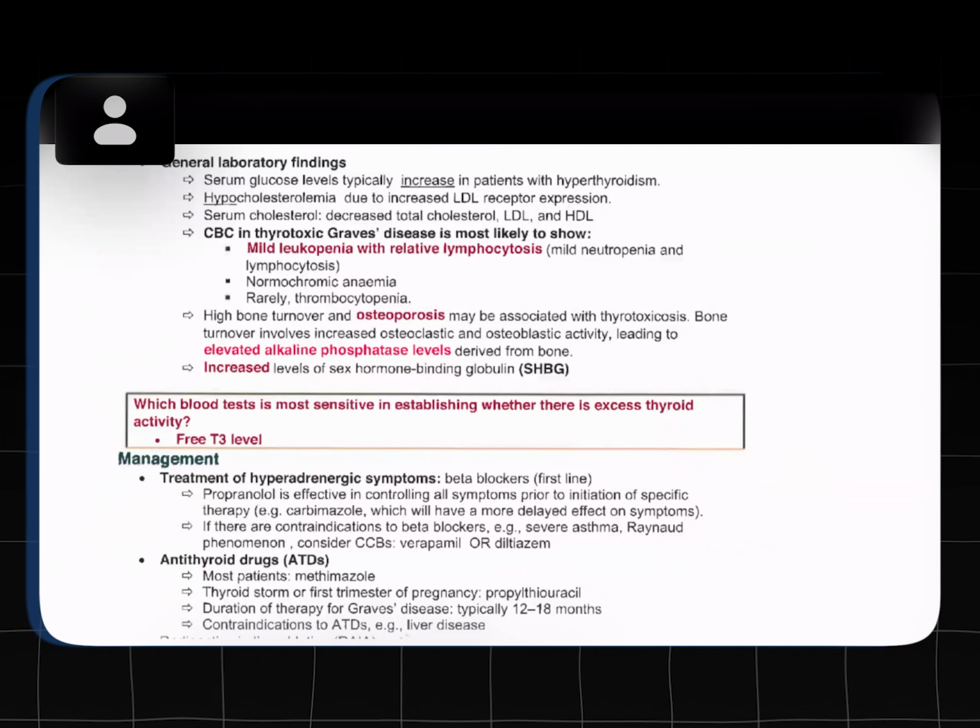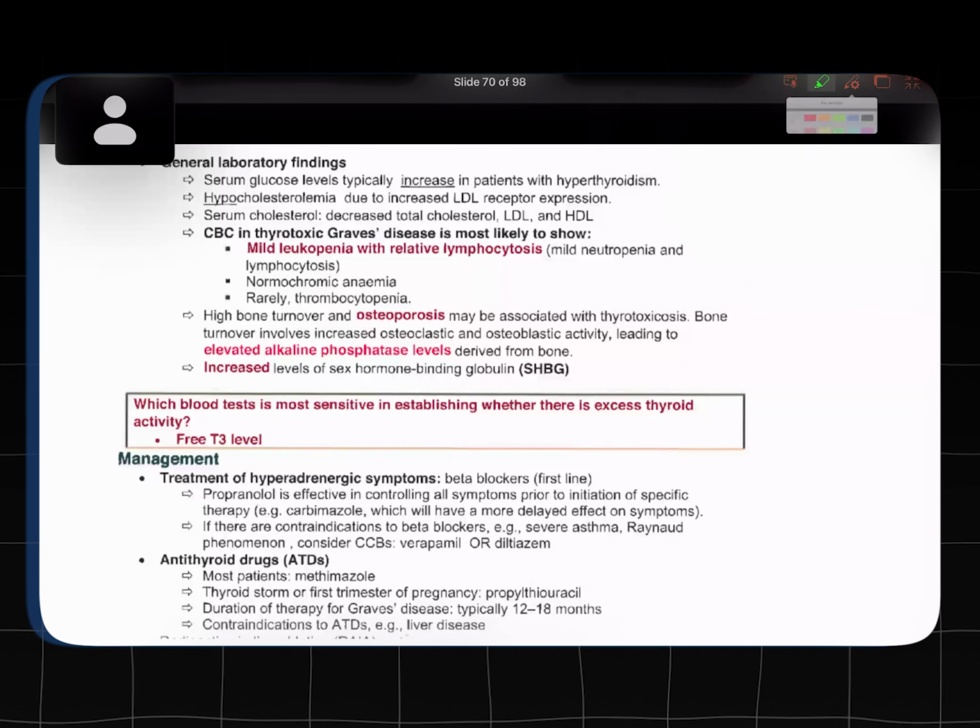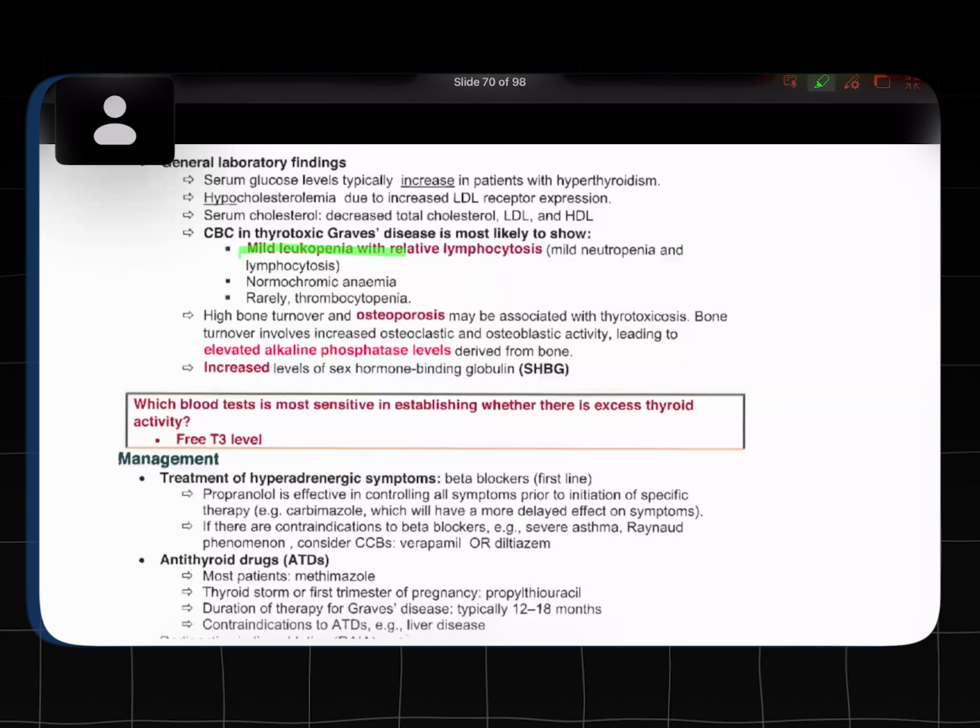General laboratory features usually do not come except the Graves' disease features, which include leukopenia or relative lymphocytosis in the case of Graves' disease. Osteoporosis, osteophytes, we have already discussed. Yes. Most sensitive blood test for excess thyroid is free T3 level. It is not TSH or free T4, it is free T3 level. So free T3 level is a cause for osteoporosis, also the most sensitive finding here.